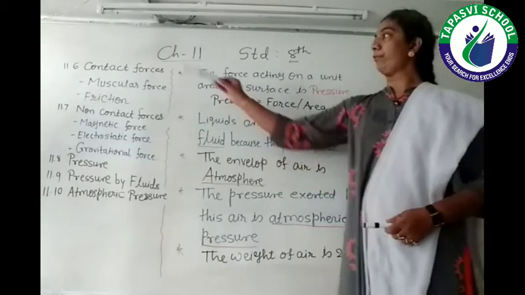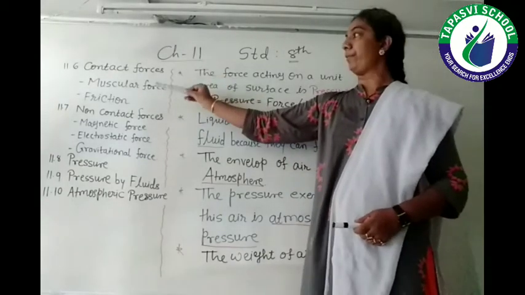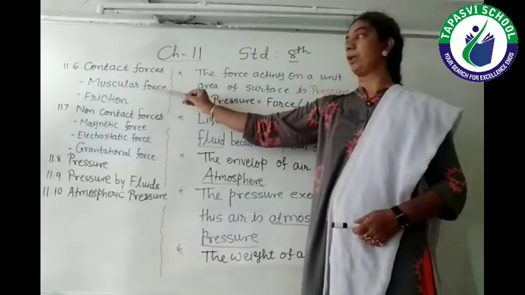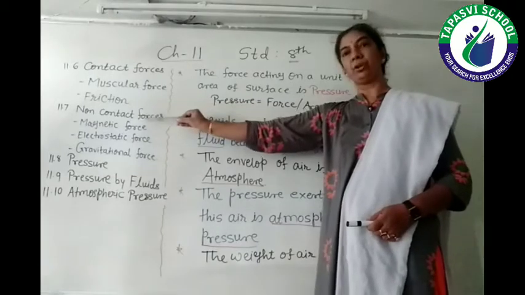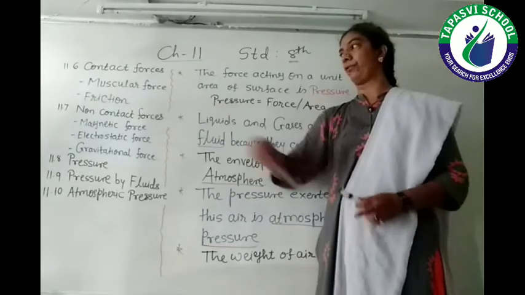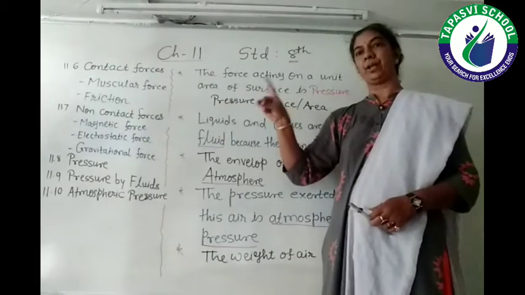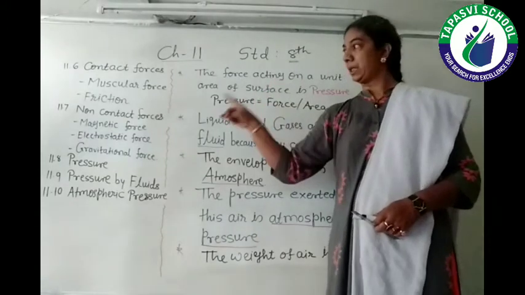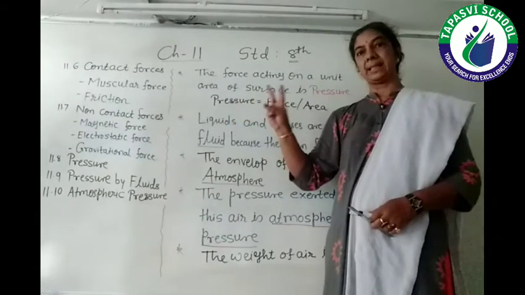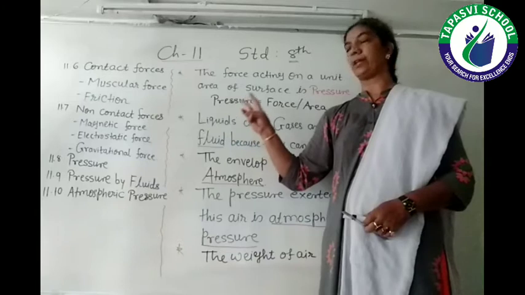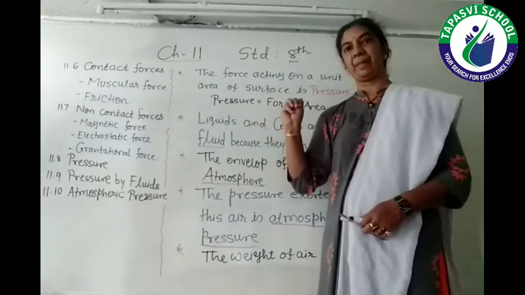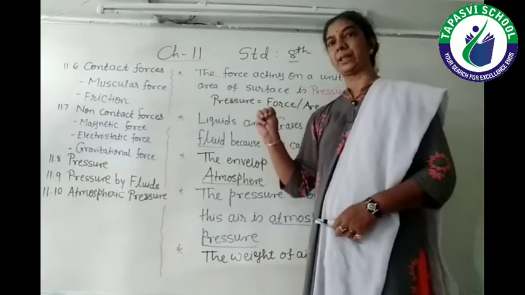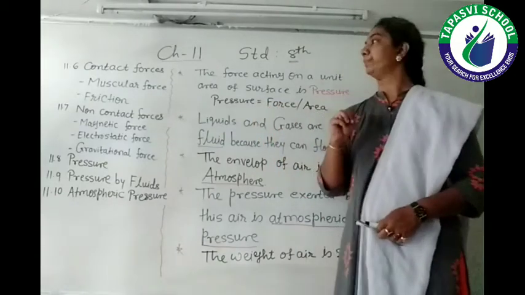Under contact forces, we have two types, muscular force and frictional force. And non-contact forces are of three types. First, the magnetic force. Second, electrostatic force. And third, gravitational force. Let us discuss all of these one by one very quickly.